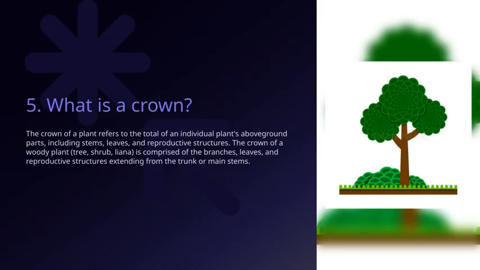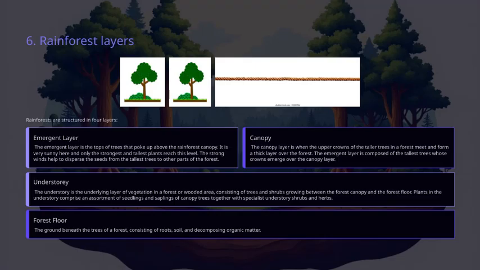Rainforests are actually structured into 4 distinct layers, each with its own unique features and inhabitants. Let's start with the emergent layer. This is the very top of the tallest trees that poke up above the main canopy. It's a place where the sun is abundant, so only the strongest and tallest plants can reach this level. The winds here are quite strong, and they play an important role by helping to disperse seeds from these towering trees to other parts of the forest.